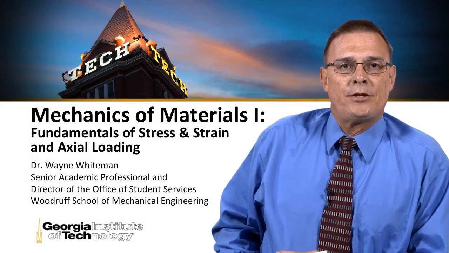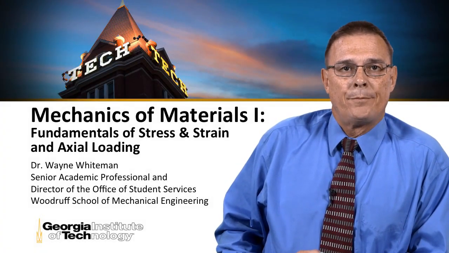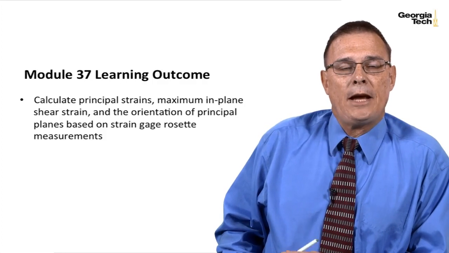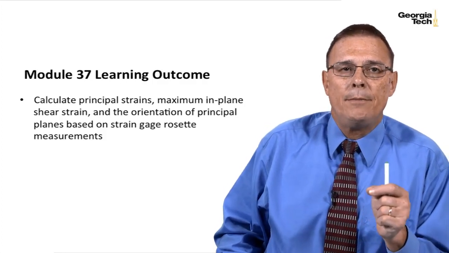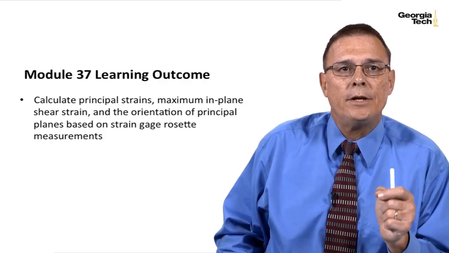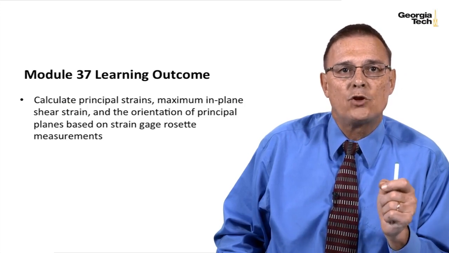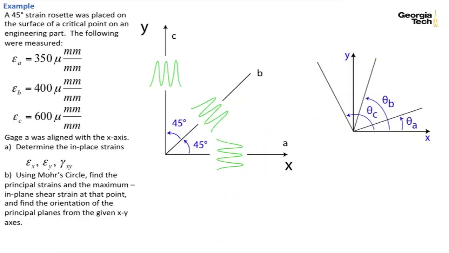This is Module 37 of Mechanics of Materials Part 1. Today's learning outcome is to calculate the principal strains, the maximum in-plane shear strain, and the orientation of the principal planes based on the strain gauge rosette measurements that we had. And so here's where we left off last time.